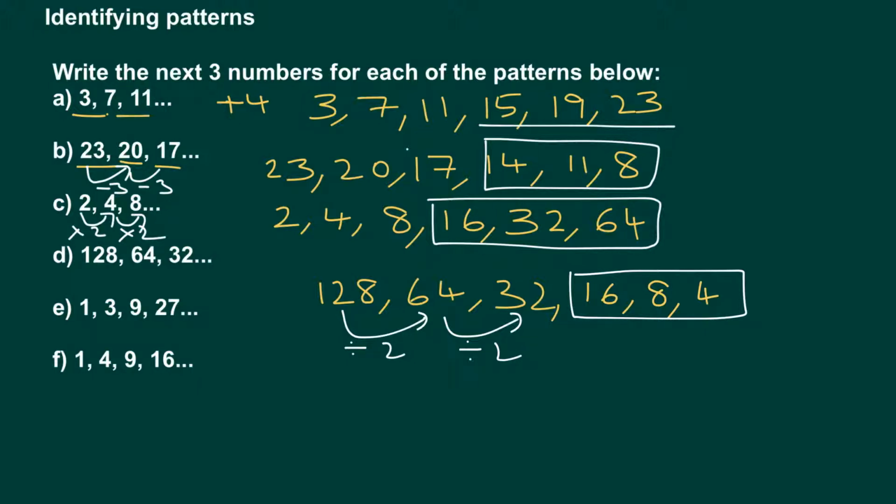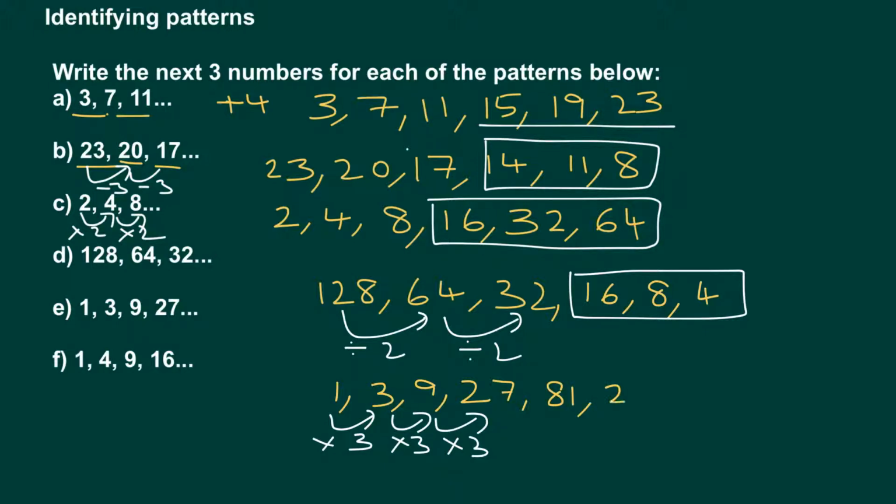Then we have part E, which is 1, 3, 9, 27. Here, guys, again, a multiplication factor. So we have times 3 for this one, times 3 for this one, times 3 again for this one. So again, we have to go through the process of finding the next 3 numbers. So 27 times 3 is 81. 81 times 3 is 243. And 243 times 3 is 729. So 81, 243, and 729 are the next 3 numbers in this pattern.